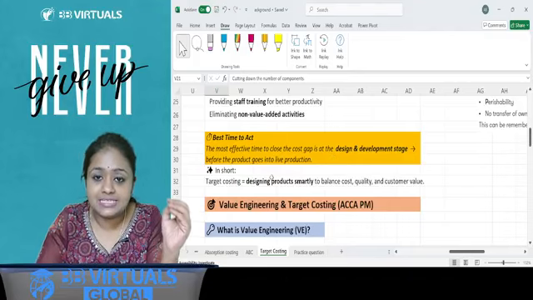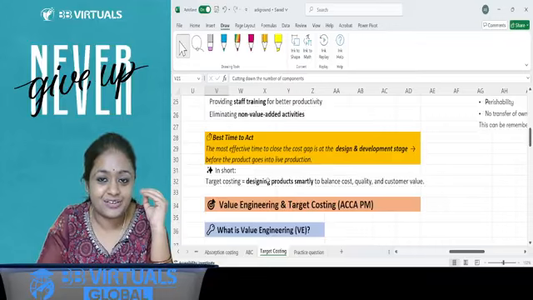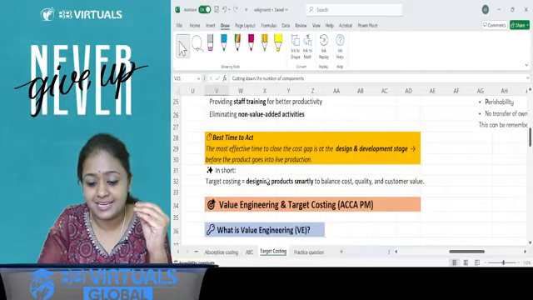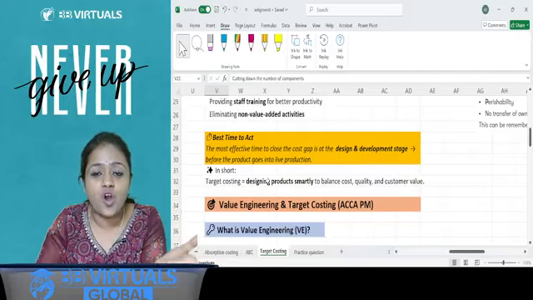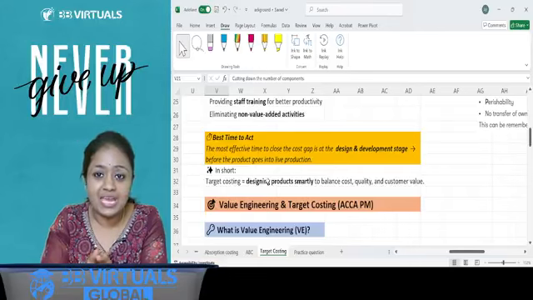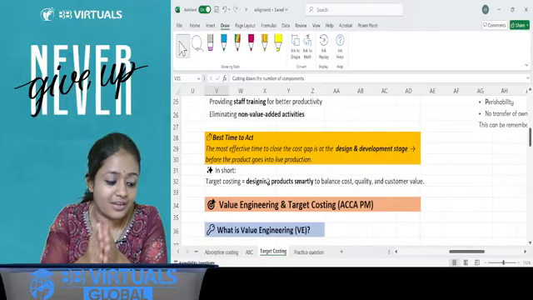Okay, now understand that in short, we can say that target costing says designing the products very smartly so that we have a balance of cost, quality and customer value. This is the core objective of target costing.